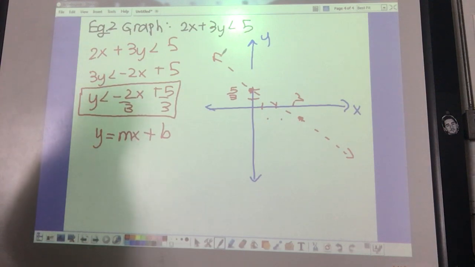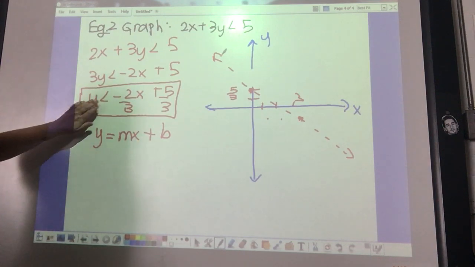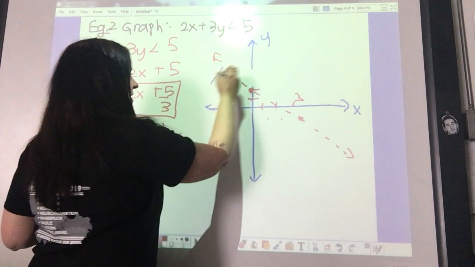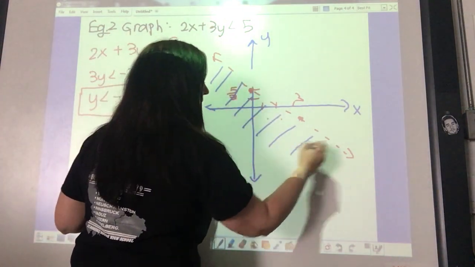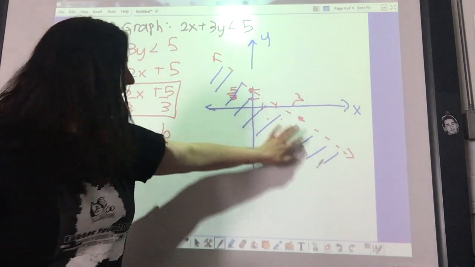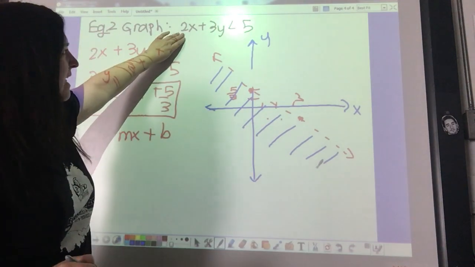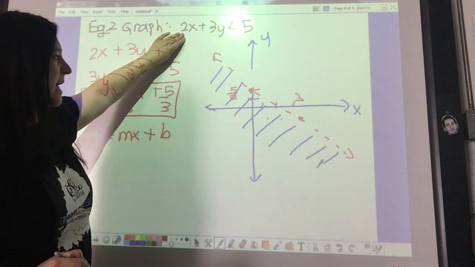Okay, and then the final step. Which way are we shading, above or below? Well, we are shading below. Y is less than, so there you go. I'm shading below. This means any point you choose from this region, if you plug it in, it would satisfy that equation. It would make that statement true.